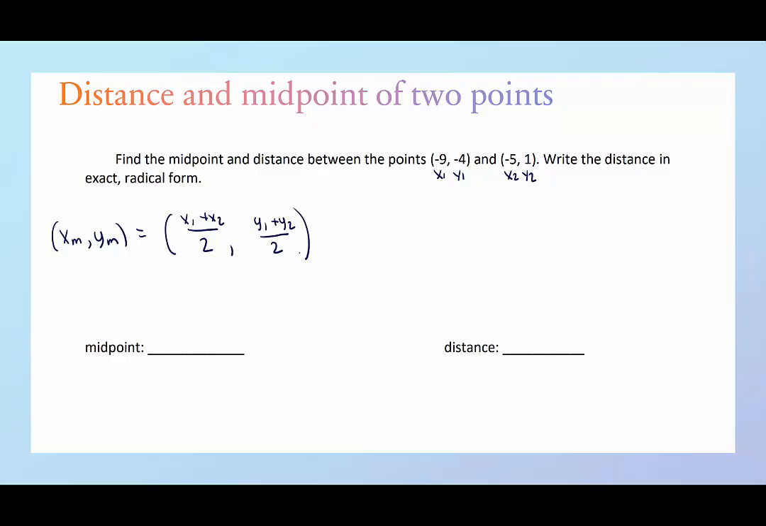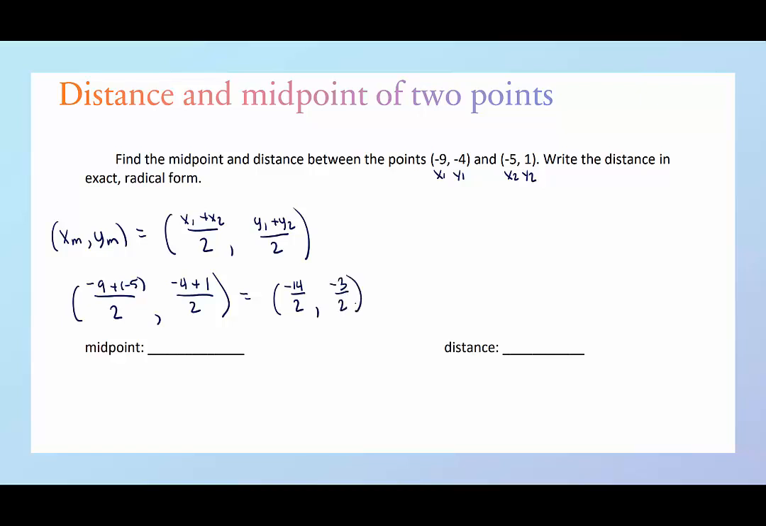Okay, so we have x sub 1 minus 9 plus x sub 2 minus 5 divided by 2, comma, y sub 1 is minus 4, and y sub 2 is 1. Notice again that I'm adding these together because we are finding the average. Okay, so negative 9 plus negative 5, they're both negative, so we add them and keep the common sign. For the y coordinates, negative 4 plus 1, we would actually subtract and keep the sign of the 4.